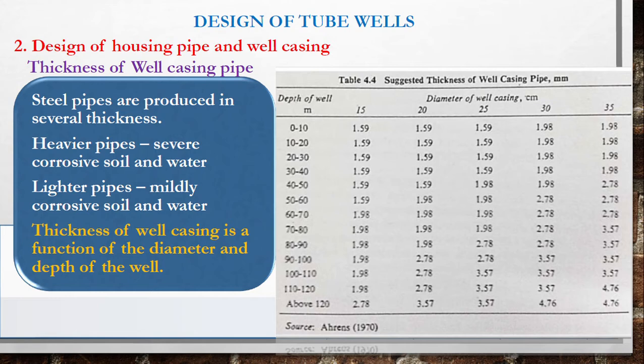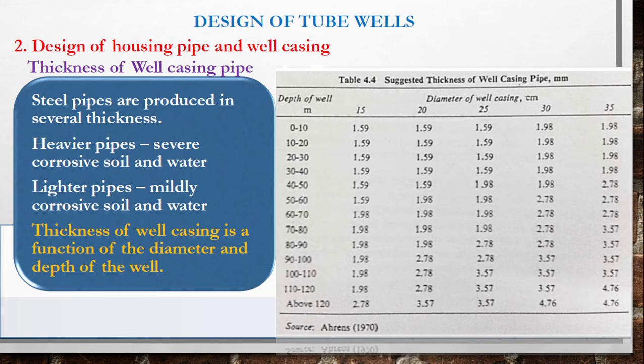Now we are moving on to the thickness of the pipe. We are using mostly steel pipes. They are manufactured in different thicknesses. These pipes should be devoid of corrosion. It should not be corroded, and it should have enough strength to bear the pressure of water. So we are mostly using steel pipes.